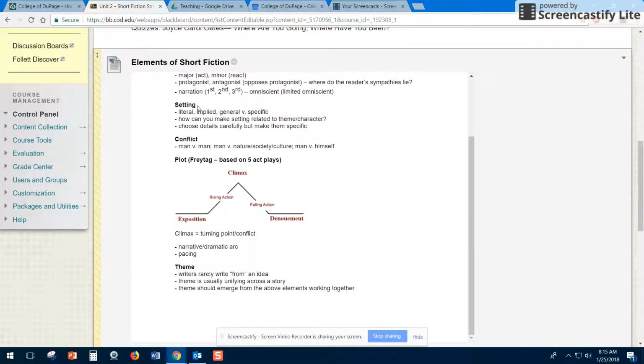All right, so setting, again, where a story takes place. But what's really important when we think about setting is how setting, and in just about every short story, it's not if, it's how, the setting is contributing to the theme of the story. So it's not just any old place where characters are doing things, but elements of setting, whether it's a literal place or just an atmosphere or mood, actually contribute to the story.